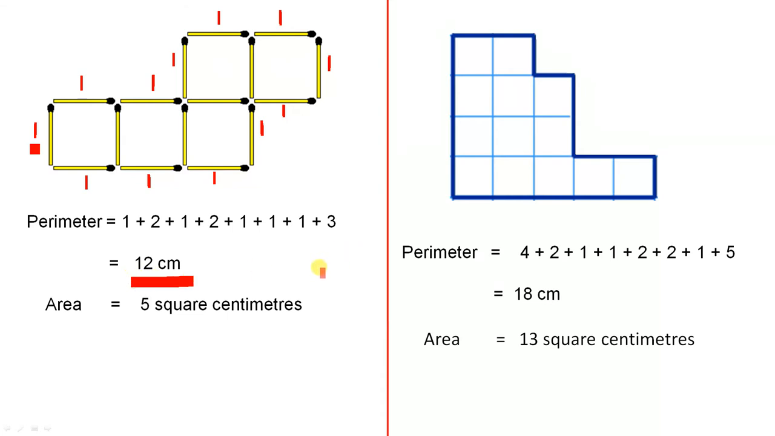You can pause the video anytime and just check that at your leisure. The area, just count the squares. 1, 2, 3, 4, 5. So the area is 5 square centimetres. And the last example, this is an interesting one.